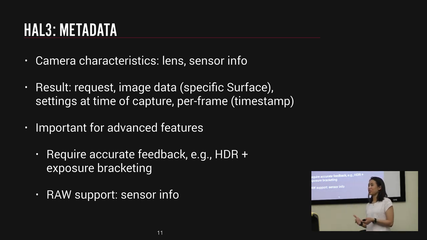Now, having data is not just good for the sake of having data, but more complex, more detailed metadata is required for certain features. Think about HDR. HDR is a process where you take a bunch of pictures at different exposures and combine them to create a higher quality image. That whole process is based on something called exposure bracketing, which is taking the same picture at different exposure levels, increasing or decreasing the exposure by a certain amount. It's really important to know the exact exposure each image is taken at. So again, that's where accurate metadata comes into play. Another feature that's really reliant on metadata is raw support. Being able to generate raw files depends very much on having the correct sensor information, and we have that now. So again, metadata is very important, and we have a lot of it now.